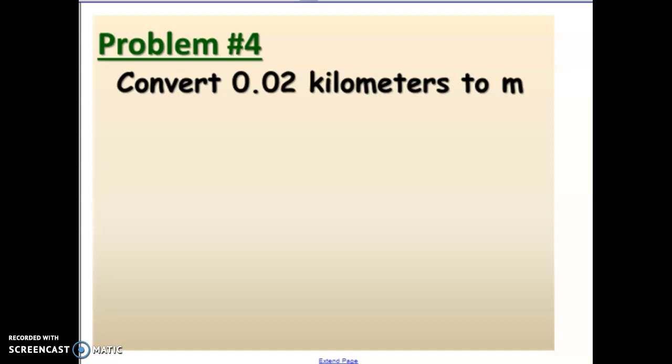Again, pause the video. Here we should have, going from the prefix kilo, so kilometer, to meter, 3 movements to the right. So we should get 20 meters. Remember, originally it was here, 1, 2, 3.